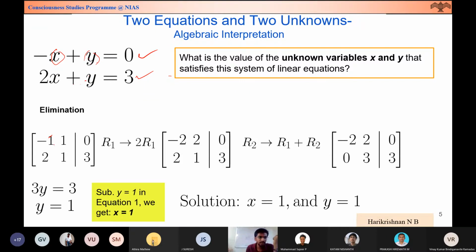So here -1 is the coefficient of x in the first equation, 1 is the coefficient of y in the first equation, 2 is the coefficient of x in the second equation, and 1 is the coefficient of y in the second equation. And this is the right hand side. Now what we are trying to do is make an upper triangular matrix. The motivation for making an upper triangular matrix, we will come to that. So the upper triangular matrix looks like this. For example, if you have entries like A, B, C, D.